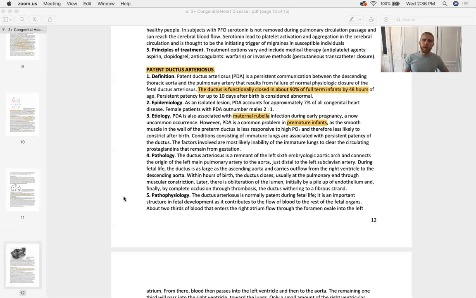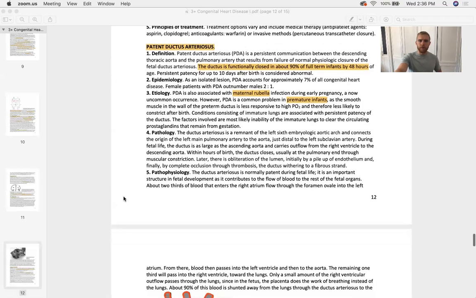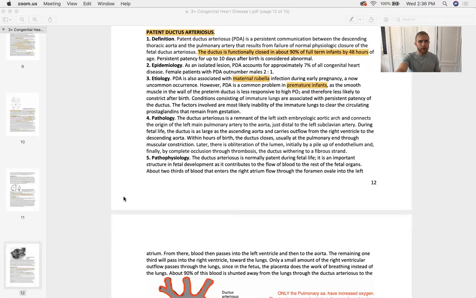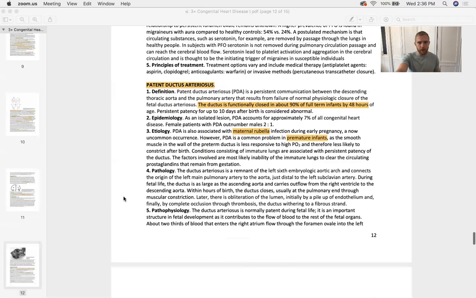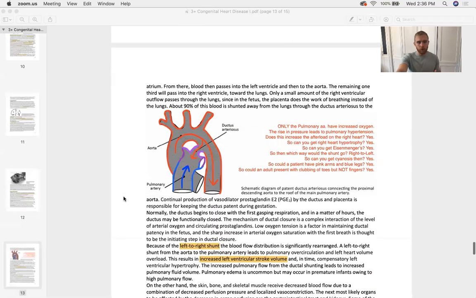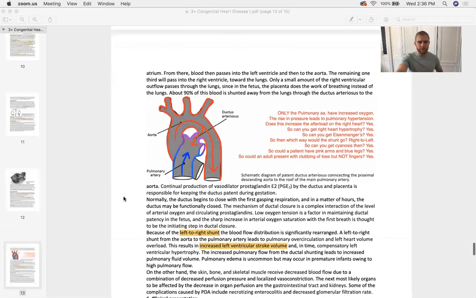PDA is also associated with prematurity because, again, you need the lungs to be fully functioning in order to induce the prostaglandin-mediated closure of that patent ductus. So if your lungs aren't functioning, you're not getting the oxygen that is supposed to raise the concentration of these prostaglandins that is supposed to close this ductus arteriosus.